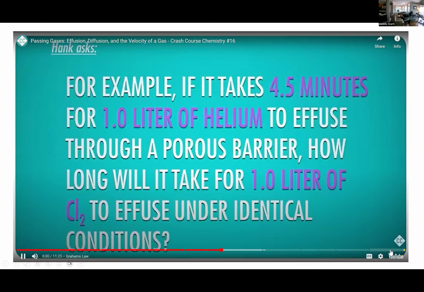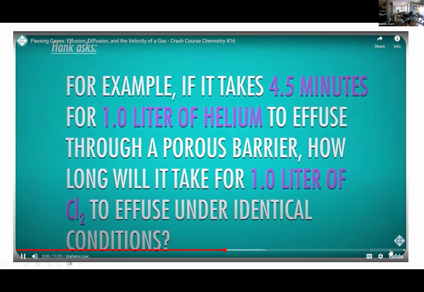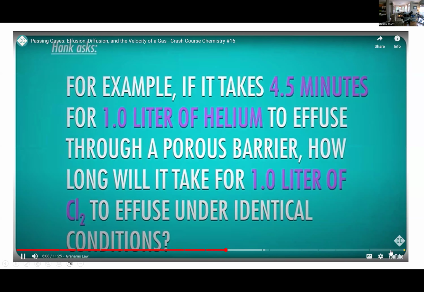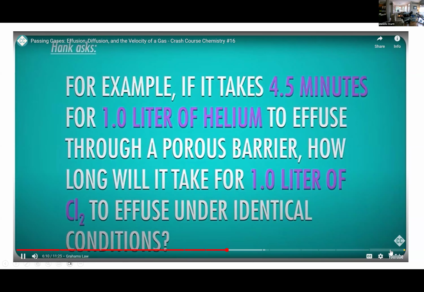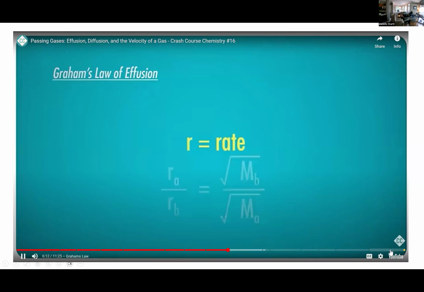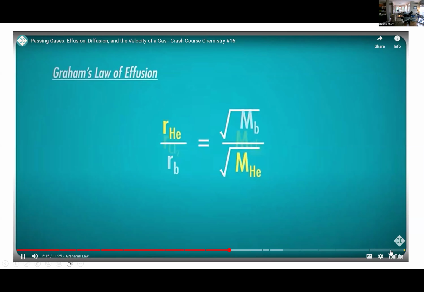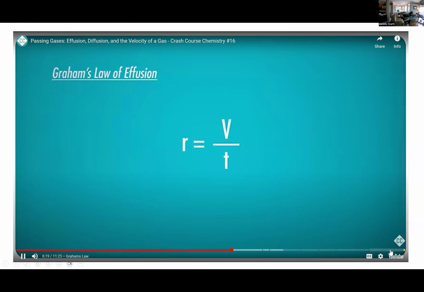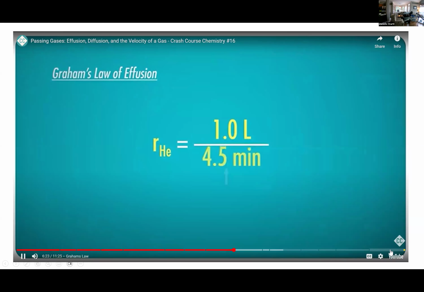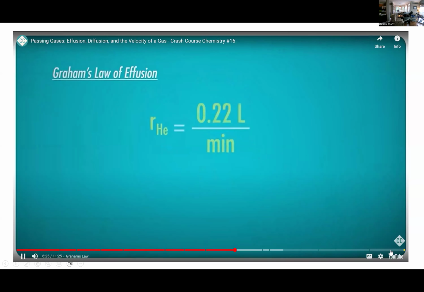For example, if it takes 4.5 minutes for 1.0 liter of helium to diffuse through a porous barrier, how long will it take for 1.0 liter of chlorine to diffuse under identical conditions? All we need to figure it out is Graham's law. Let's make the helium gas A and chlorine will be our gas B. First, we have to find helium's rate of diffusion. In this case, we're using volumes with a capital V. So for helium, 1.0 liter in 4.5 minutes gives a rate of 0.22 liters per minute.